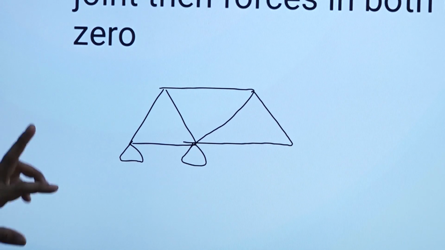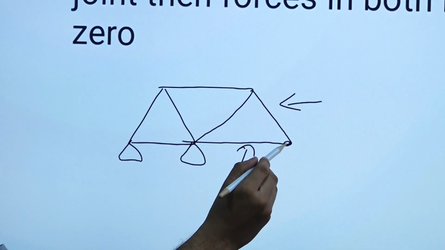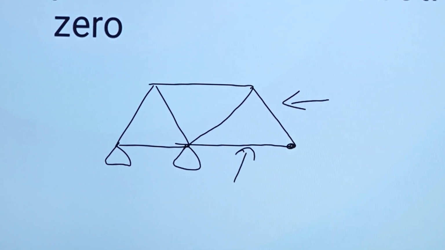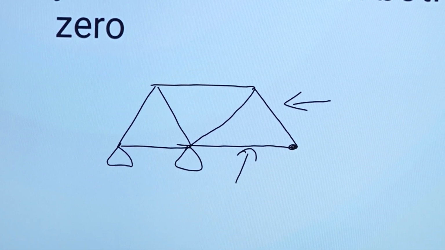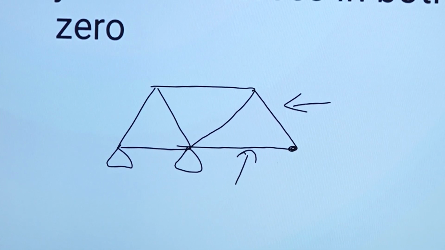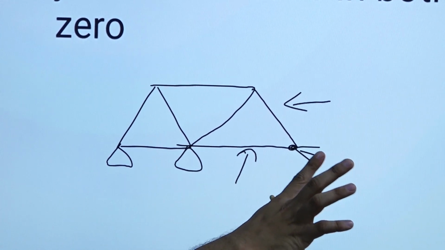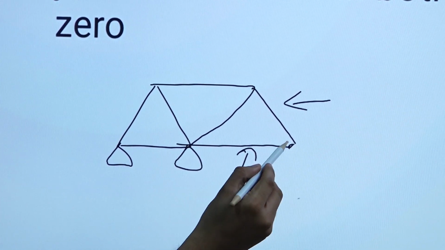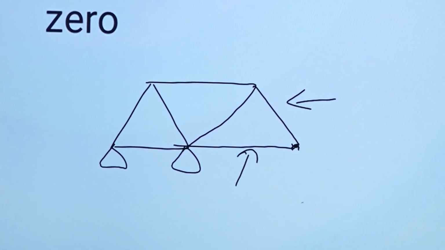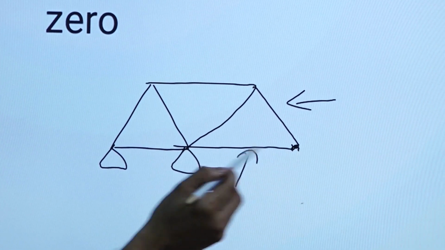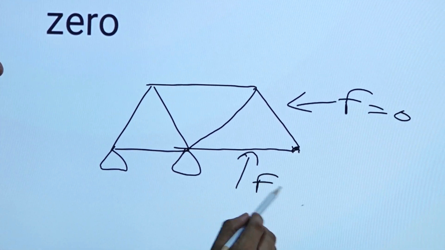So what it says: if two members are connected at a joint, so this member and this member are connected at this joint, and both members are non-collinear. Obviously these two members are not collinear. As well as no external force acting at the joint. Obviously we cannot see any external force acting here. There is no external force. Then the forces in both the members will be 0. So the forces in this member and this member will be 0. So here also F is equal to 0 and here also F is equal to 0.